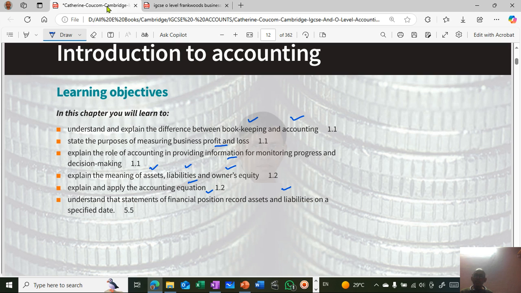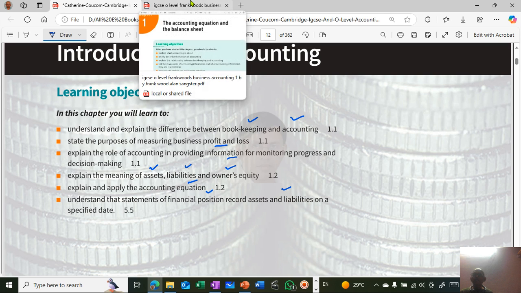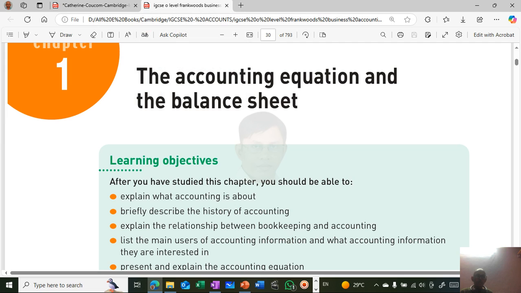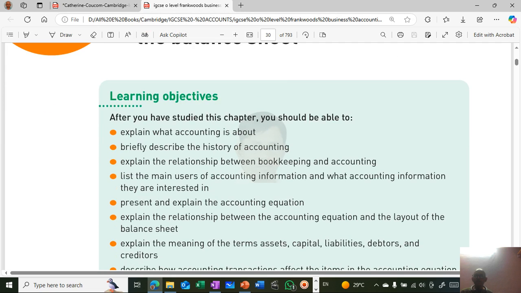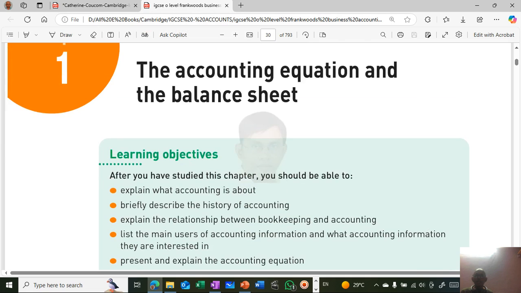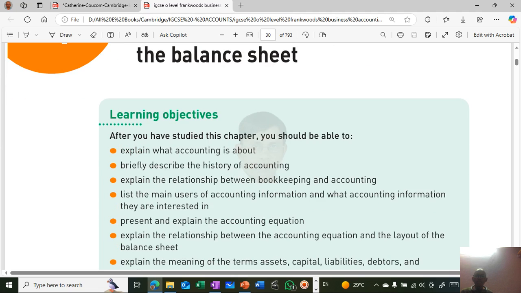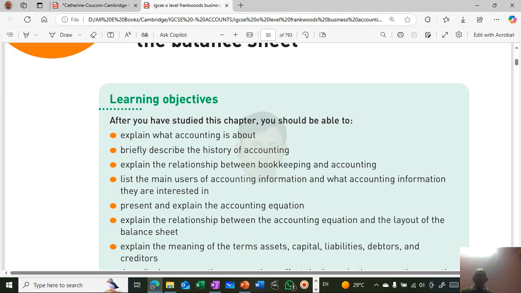So whether it is this book or Frank Wood's Business Accounting, it is the same thing. So here the name of the lesson is accounting equation and the balance sheet. So ultimately the name of the lesson may be different, but the content is the same. There are several books written by several authors, and some institutes come up with their own notes and syllabus, but everyone will be within the ambit of the syllabus that has been set by the IGCSE board.